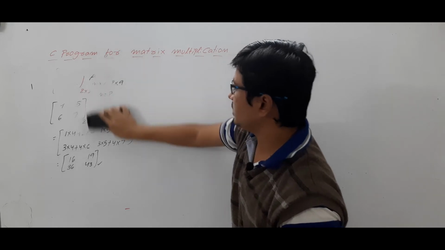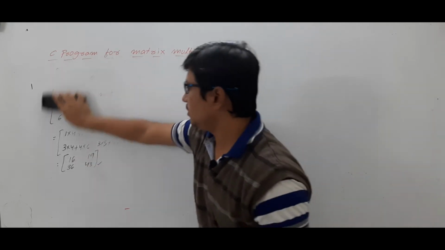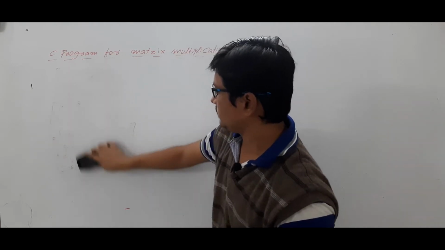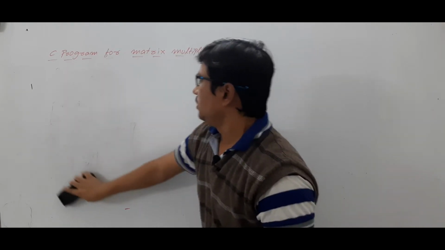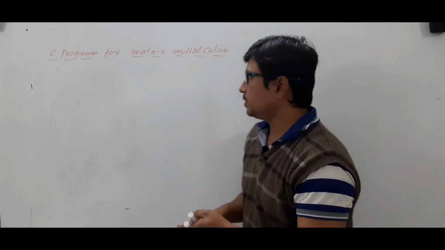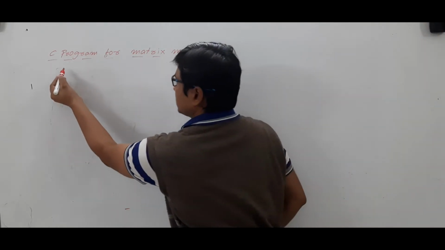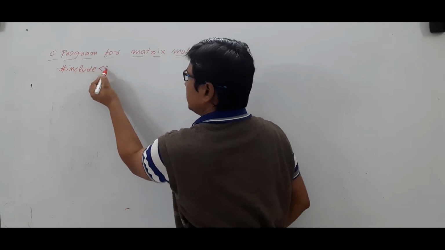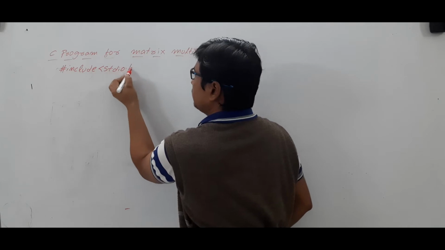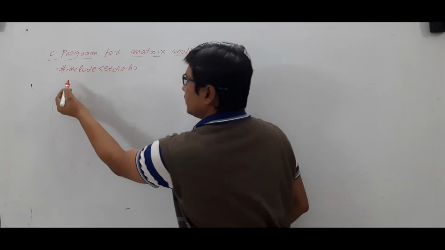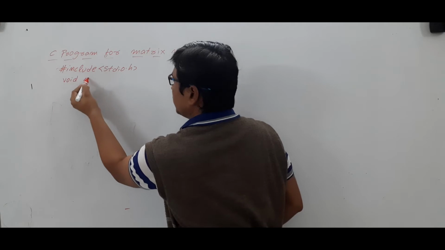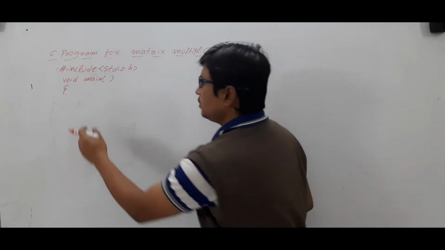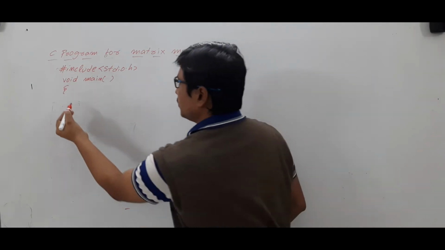Let me erase this one so that I will use this space to write the program. Now what you need to do? You need to use the header file called stdio.h. So hash include stdio.h, which is the standard input output header file. Then you will use the void keyword and a function called main, and then you need to declare a few variables and a few arrays.